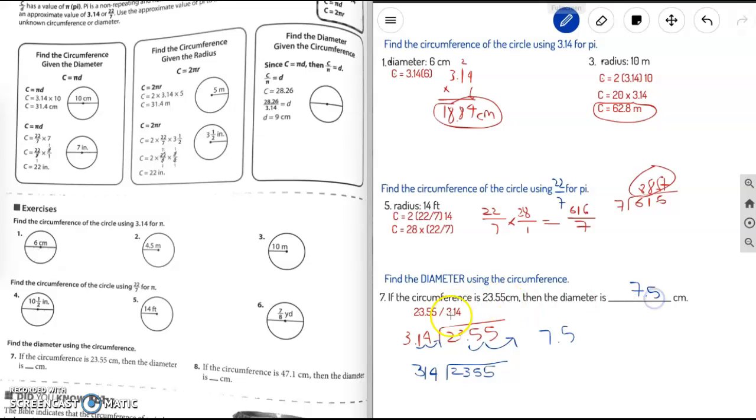So just as a reminder, the formula here was D equals C over pi, or 3.14. Okay, just so you guys know this. All right, let's move on.